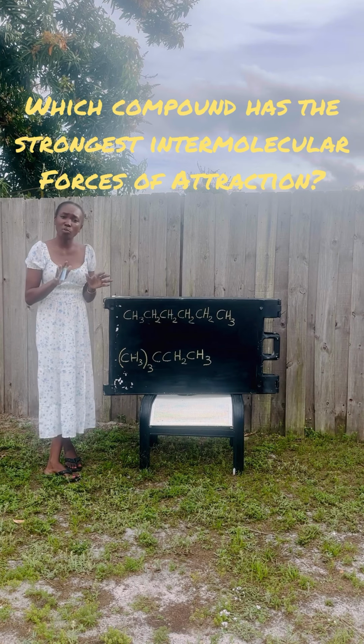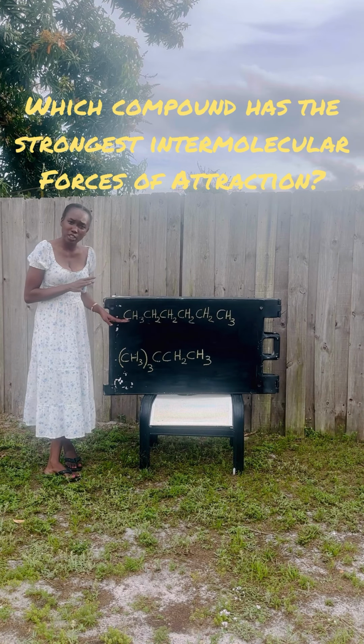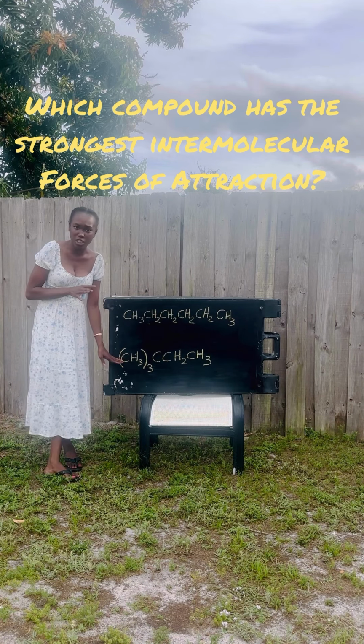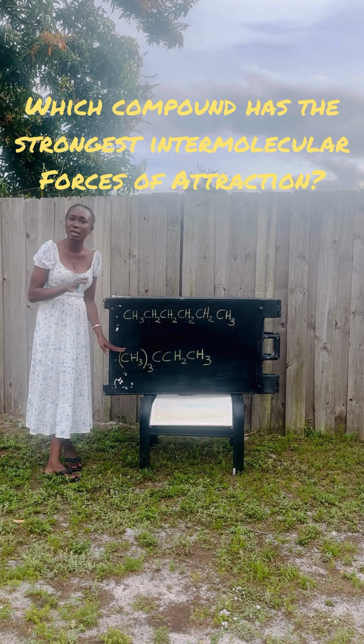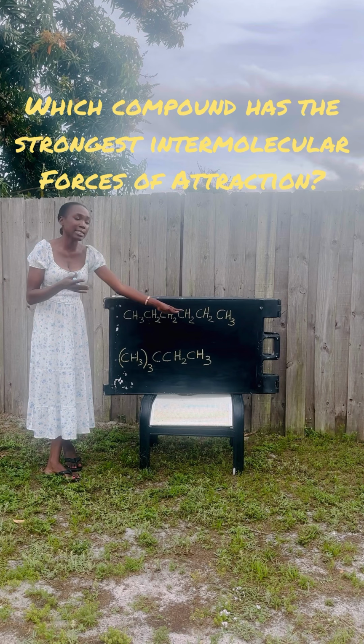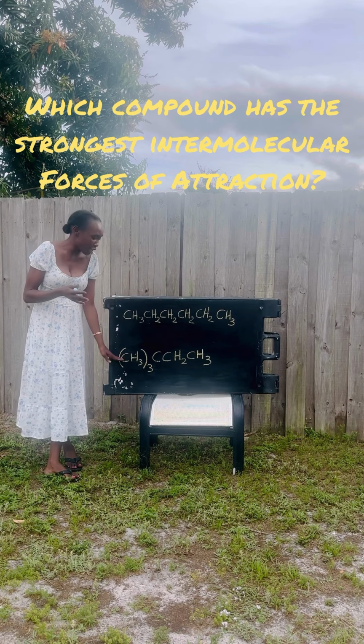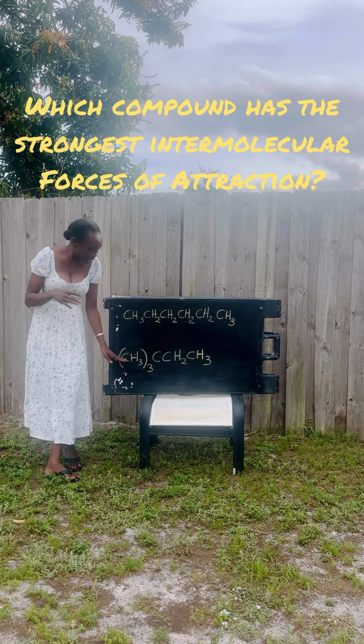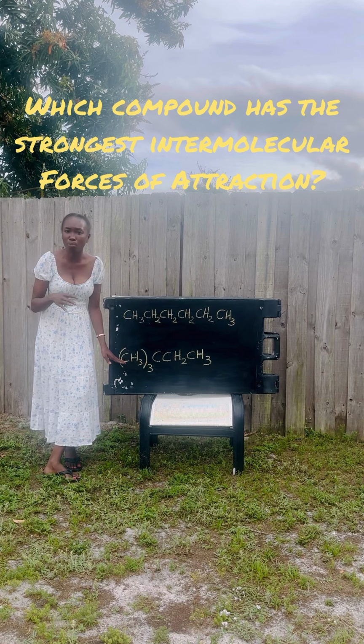Another skill is to identify a normal alkane chain versus a branched alkane chain. Even though these two molecules have 6 carbons, this is an n-alkane, or normal alkane, a hexane. And here, we have a branched alkane. This is 2,2-dimethylbutane, correct?